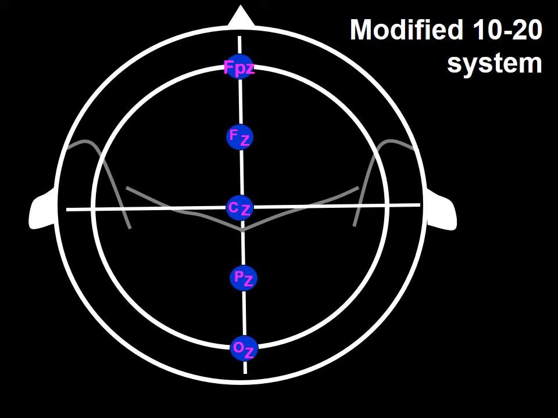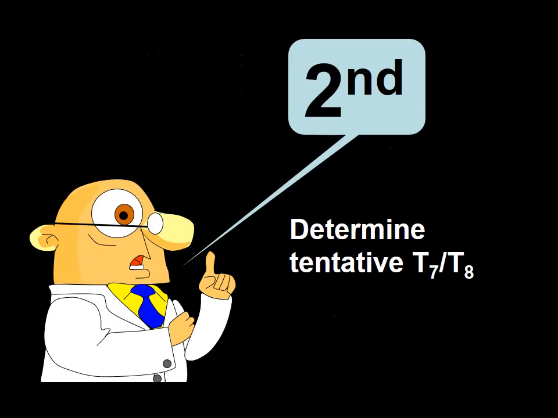I say potential because most EEG technicians prefer to mark the whole head and then place the electrodes, and because not all the marked sites are used for electrode placement in every patient. The second step I was taught to do is the placement of tentative T7 and T8.